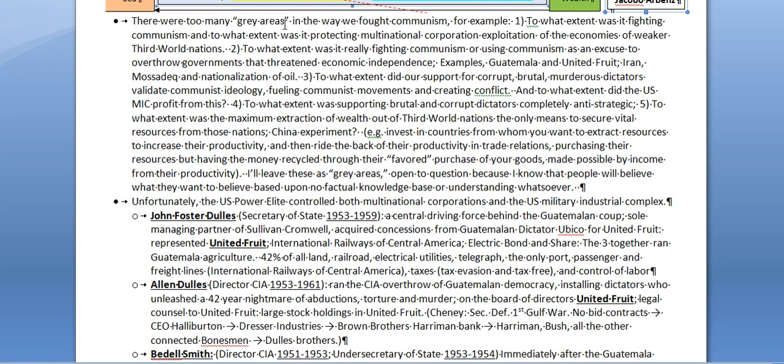Now, there are too many gray areas in the way we fought communism. For example, to what extent was it really fighting communism? And to what extent was it protecting multinational corporation investments and exploitation of the economies of weaker third world nations? Second, to what extent was it really fighting communism or using communism as an excuse to overthrow governments that threaten economic independence and threaten those multinational corporation investments? Examples are Guatemala and United Fruit, and Iran and the nationalization of their oil.